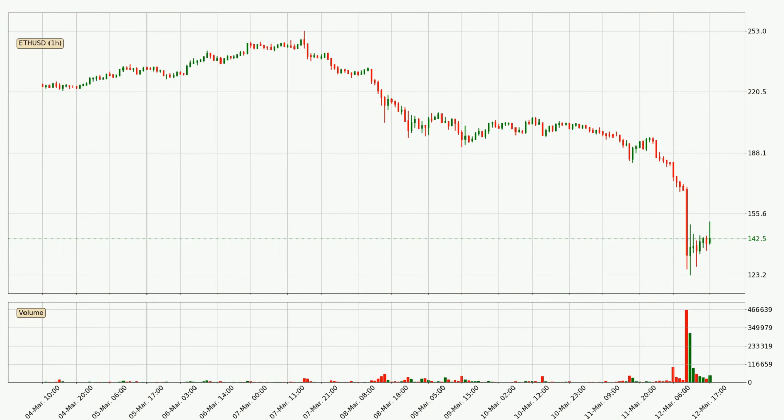Looking at the Ethereum hourly time frame, the price moved quickly to the downside with around 25.3% in the last 24 hours, with a current price of 142. The volume was also high, showing that this move was strong and the sellers are taking over.